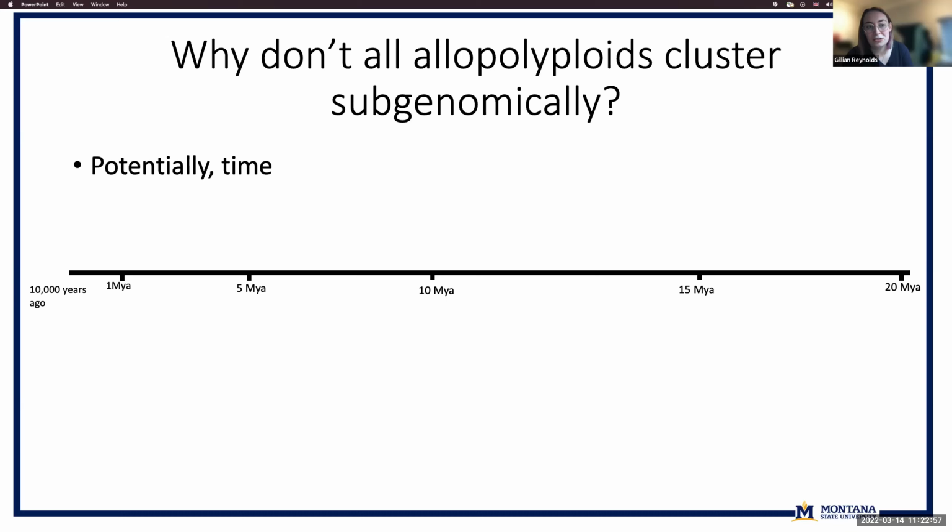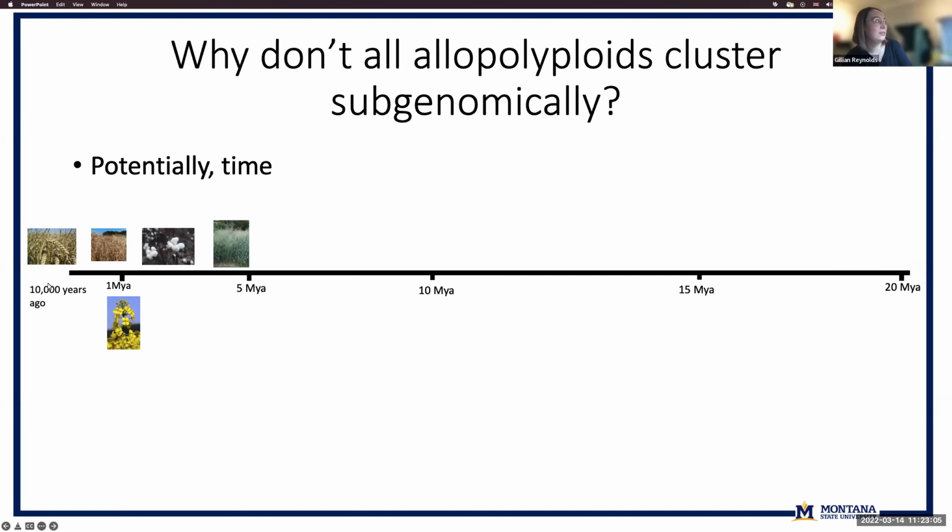Now, that does beg the question, why don't all of our allopolyploids subgenomically cluster? And potentially the answer to that is time. And so we have here our recent polyploids. We've got wheat, about 10,000 years ago, which is when the D subgenome joined. We've got the cottons and the brassicas. And then later I've got my switchgrass around 5 million years ago. I did look at the carp genome and the goldfish genome, and they're much later. And then we have the African clawed toad.